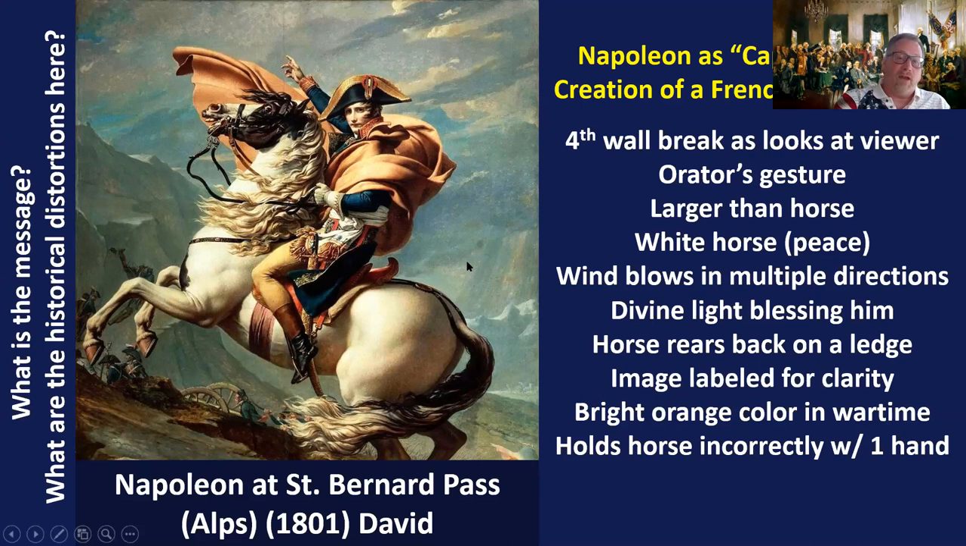The wind is blowing from multiple directions. If you look at the way the drapery and the tail move, there's divine light coming from nowhere, bless him. The light actually comes from over here, is where the sun is. A horse rears back on a ledge, not going to happen.